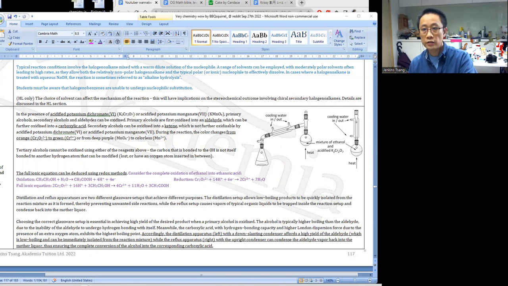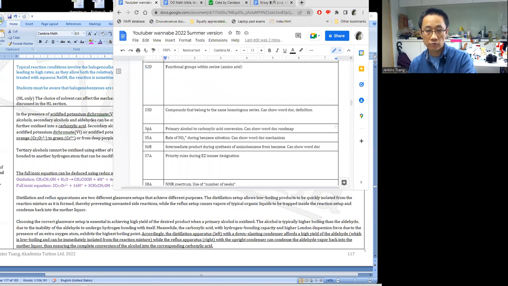And the two agents that you have to choose from would be potassium dichromate, which is the correct choice, and LiAlH4, which does the opposite, it is the reducing agent. So the answer therefore is A.